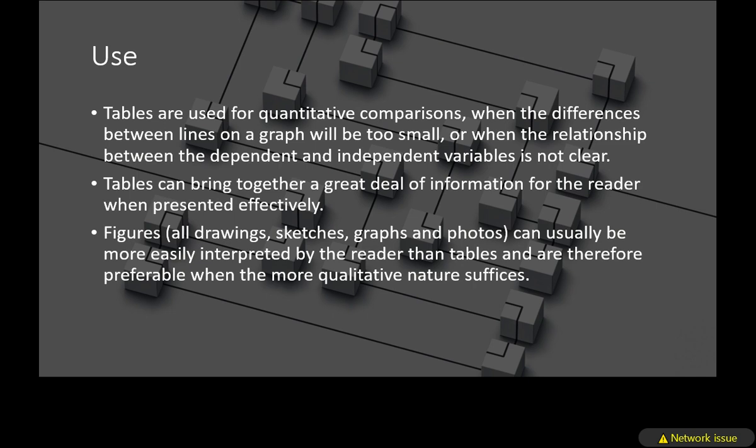So tables are used when you want to compare between values instead of the trend or the shape, and tables are also helpful when you want to show the difference and the difference is not so significant. You are afraid that if you put it in a figure, it may get lost. Or when the relationship between the dependent and the independent variables is unknown. Yeah, very good point.